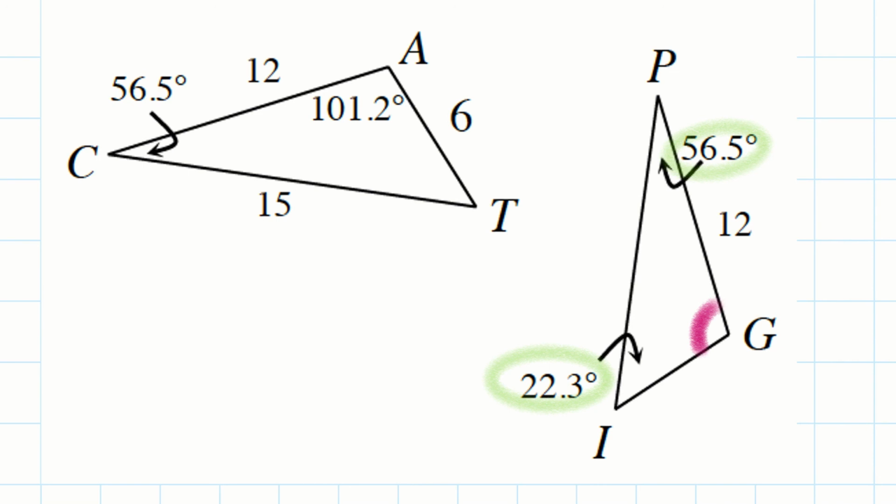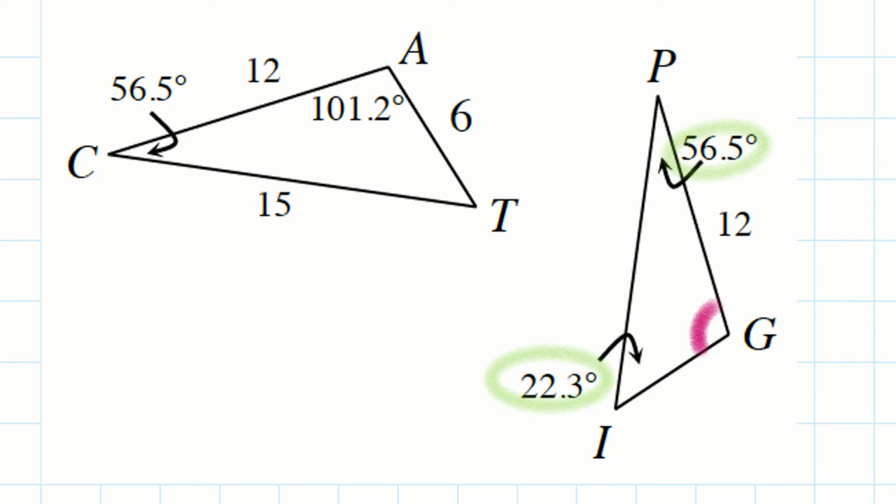So I could make that argument, point out, oh, angle G is 101.2. And that argument would look something like, hey, angle I is 22.3, angle P is 56.5, angle P, I, and G are the three angles in a triangle. So then I could say, oh, therefore angle G has to be 101.2 because of the triangle angle sum theorem, which basically says if you've got three angles in a triangle, they have to add up to 180. And since we already know the two, clearly G has to be 101.2.